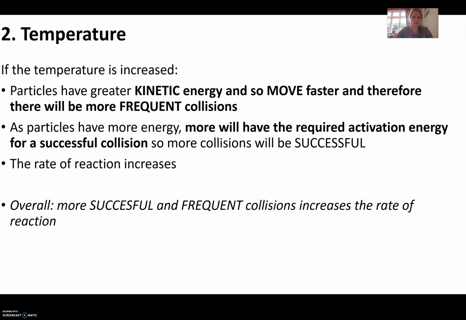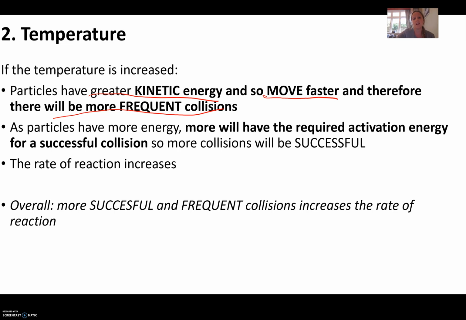Okay, temperature. Temperature is the hardest one to explain because you've got two points you must do perfectly. If we increase the temperature of a reaction, that means that the particles will have more kinetic energy. And if they have more kinetic energy, then they will be moving faster. And if particles move faster, then there's just going to be more frequent collisions. Think about speeding on the roads. If we all sped at 100 kilometers per hour, there'll be far more accidents or far more collisions. Okay, so they'll all have greater kinetic energy, move faster, and therefore there'll be more frequent collisions.